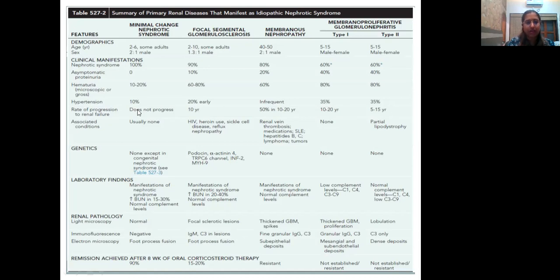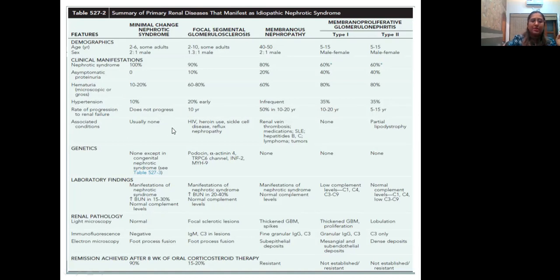Okay, 35%. And the rate of progression to renal failure, so end-stage renal disease or grave prognosis, is much lesser in minimal change nephrotic syndrome. MCNS is a good prognosis type of nephrotic syndrome. It rarely progresses to renal failure, whereas we can see that all of these have got a specific time period in which they can progress to renal failure.